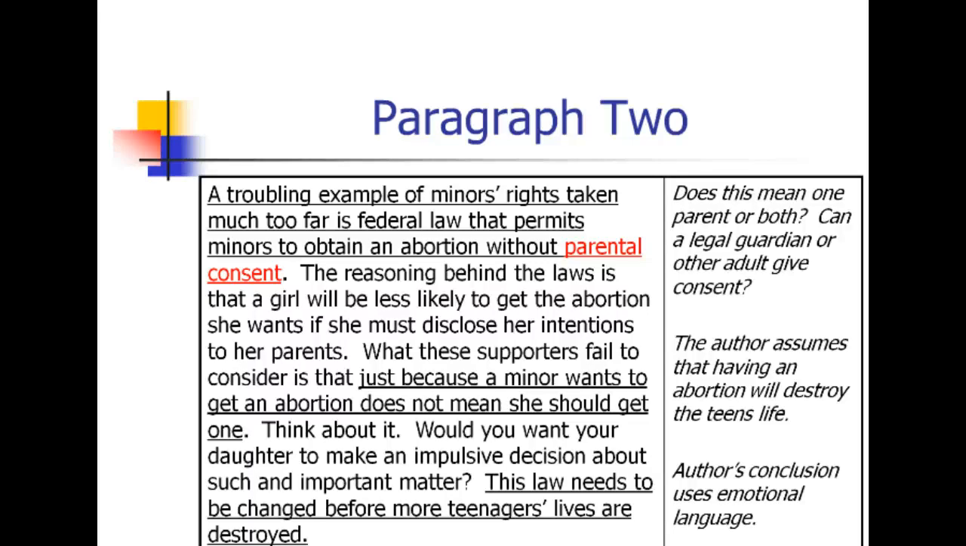In reason number 5, the author states that just because a minor wants to get an abortion doesn't mean she should get one. In this paragraph, the author also makes the assumption that having an abortion will destroy a teen's life. This is also an appeal to the reader's emotions.